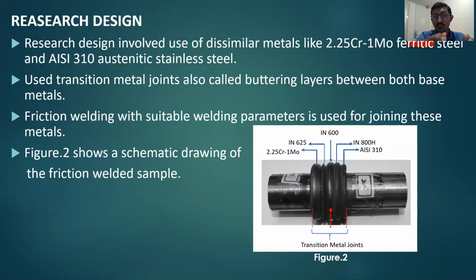Here we proposed a new research design which incorporated materials like 2.25 chromium 1 molybdenum ferritic steel and AISI 310 austenitic stainless steel. These two dissimilar steels were joined using the friction welding process under different welding parameters. A transition metal joint was also used between the ferritic and austenitic stainless steel, and the interlayers were welded layer by layer over the ferritic steel and then welded to the austenitic steel. The figure shows the interlayers of the transition metal joints used between the ferritic and austenitic steel.